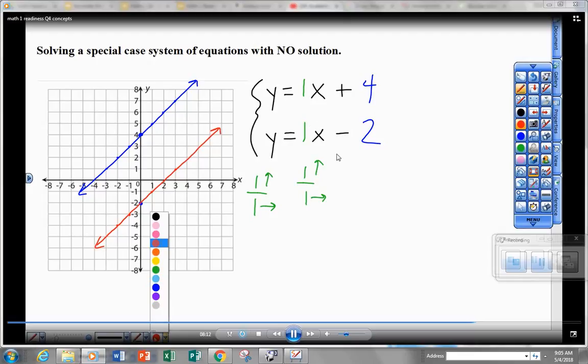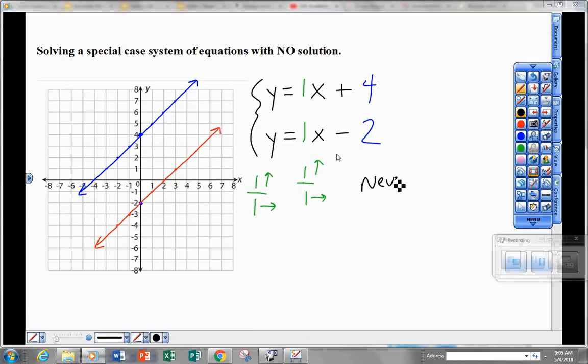You need to know both. So that is a no solution. Never intersect. Parallel lines.